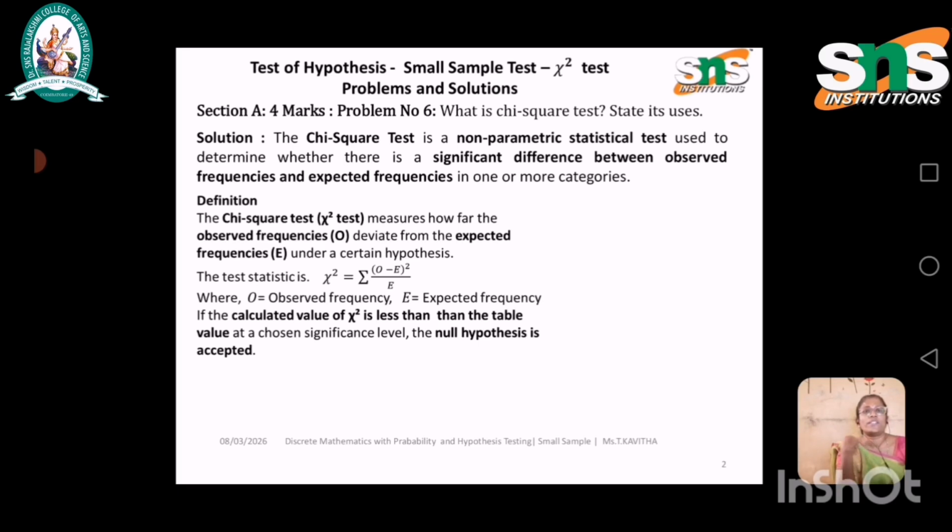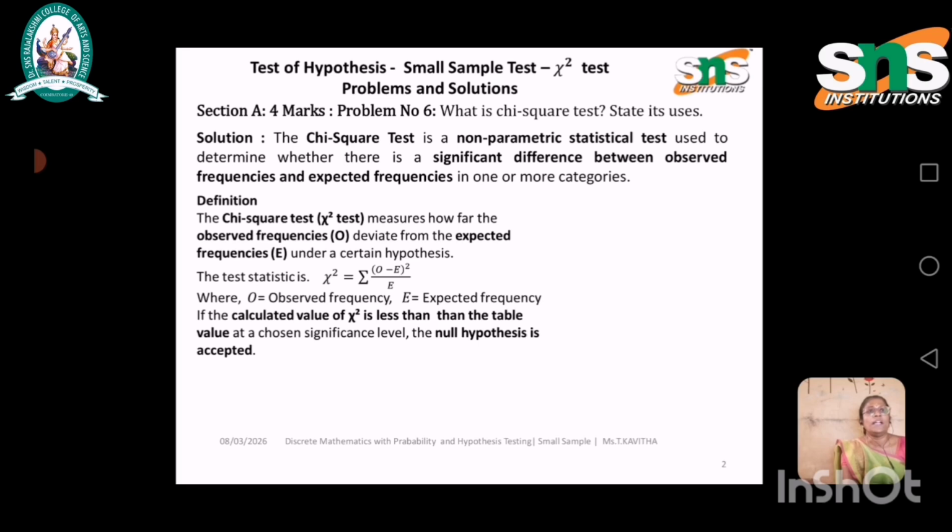What is the chi-square test? The chi-square test is a non-parametric statistical test used to determine whether there is a significant difference between observed frequencies and expected frequencies in one or more categories, that is, in categorical data. It is based on the chi-square distribution.